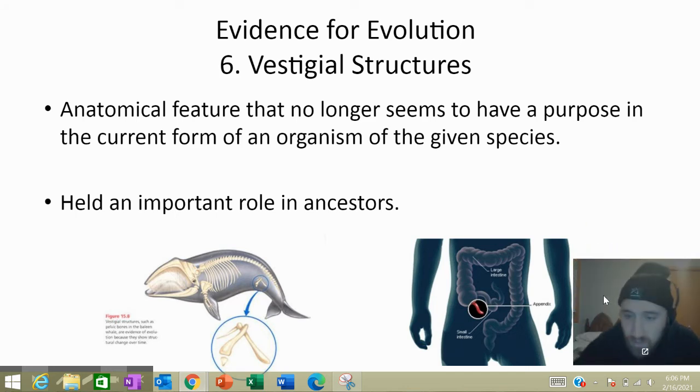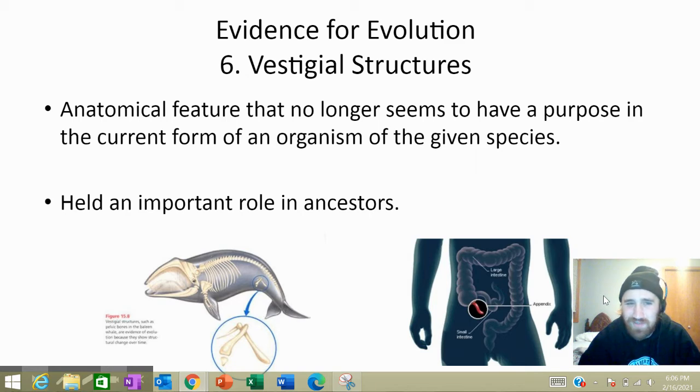Now, there's another thing called vestigial structures, and this is an anatomical feature that no longer seems to have a purpose in the current form of an organism of the given species. Okay, but it did hold an important role in ancestors. So, in a whale, they have hip bones, but they don't have legs. That structure is not needed, but it bridges that gap between, hey, maybe these whales, which are mammals and actually breathe oxygen, maybe have been on land at one point, and maybe they actually had 4 legs. These vestigial structures show this.